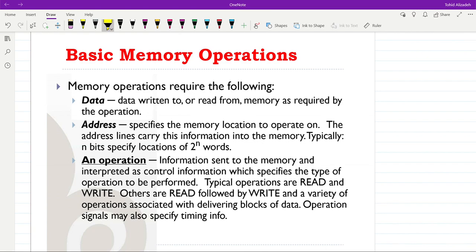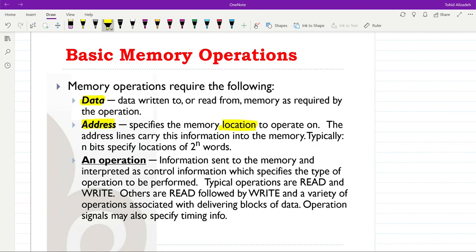Now we will consider the basic memory operations. For memory operations, we need the following. We need to have data, the data to be written to the memory or to be read from the memory as required by the operation. We need to have the address, which specifies the memory location to operate on. The address lines carry this information into the memory, and usually this address is provided by the CPU.